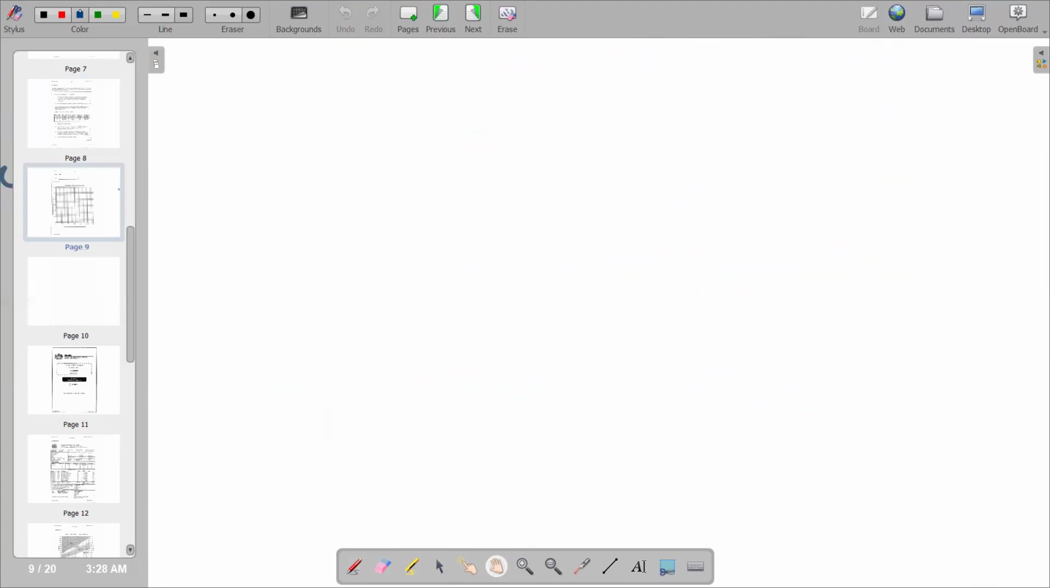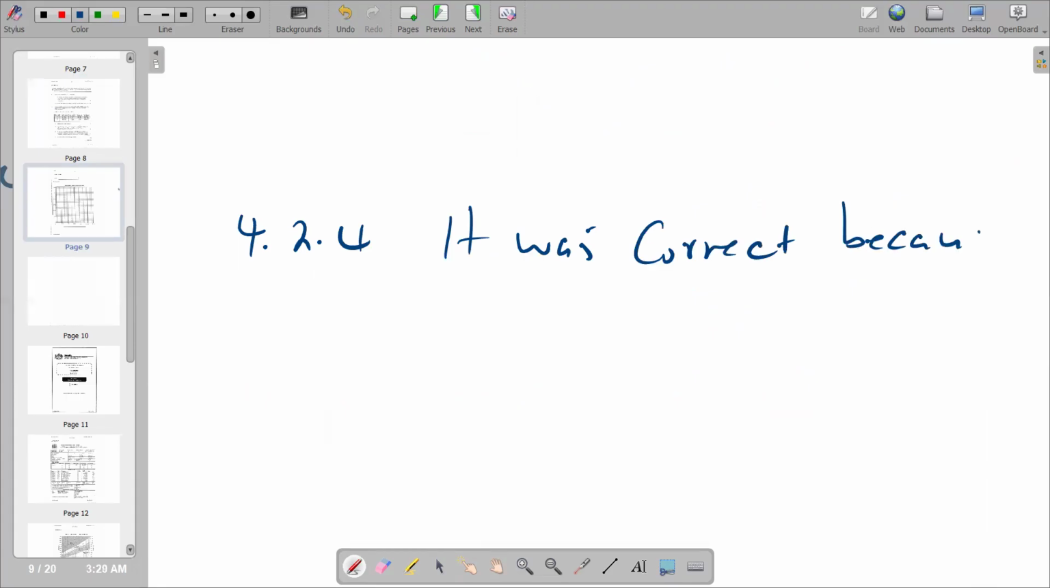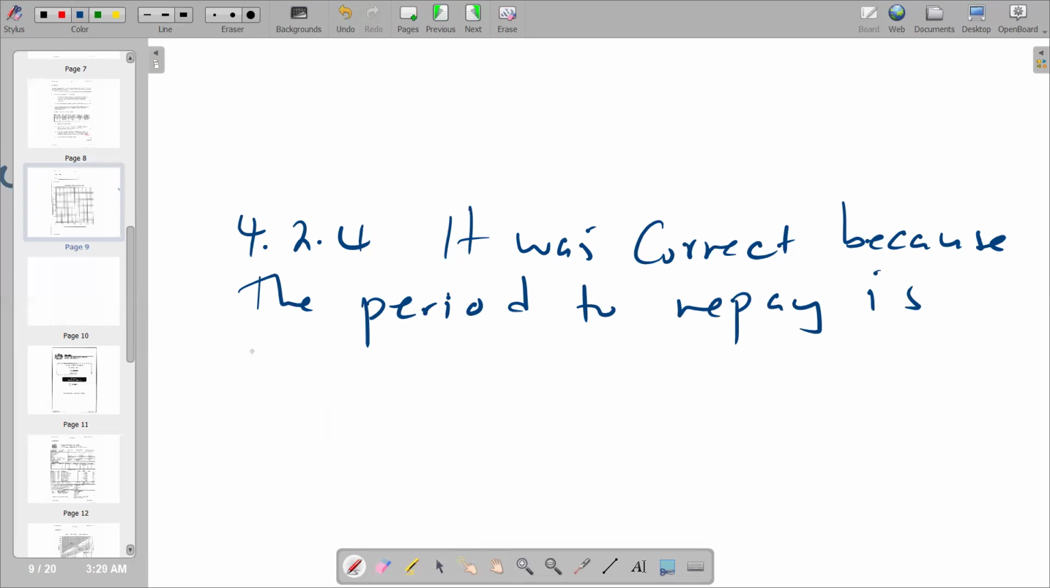So this is now 4.2.4. It was correct because the period to repay is only 12 months. So this is how we can respond to that. So basically, this becomes the last question that we have according to this question paper of March 2017.